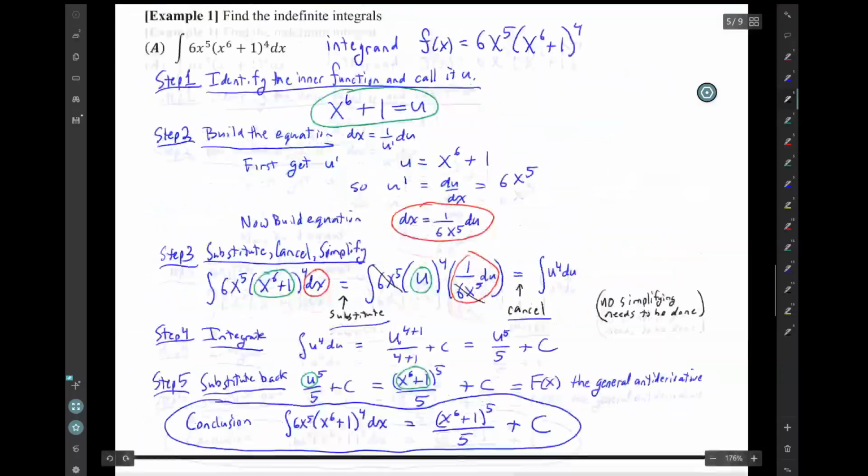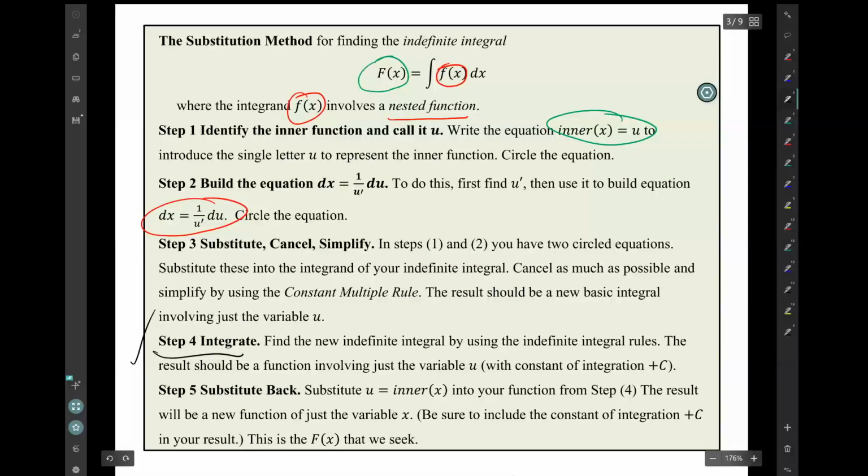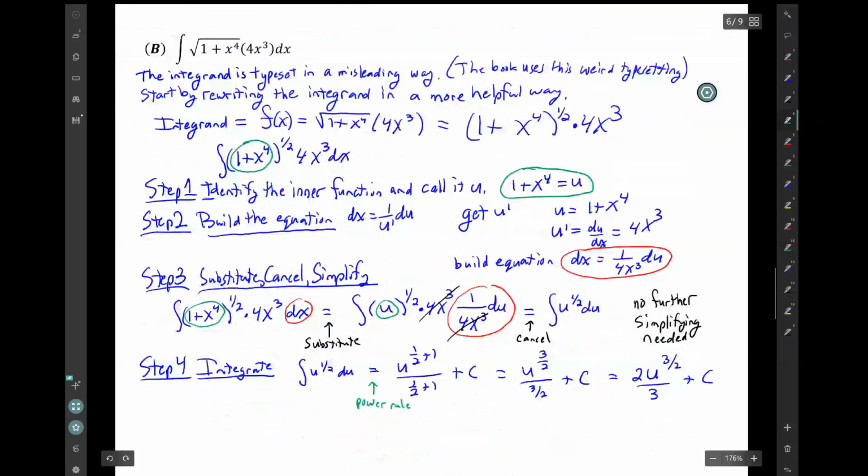Now what's our next step? We've done step 4. Step 5 is to substitute back. Make the green substitution. Now when we substitute back, we're going to have our result. So I'm going to go ahead and write the integral equation.